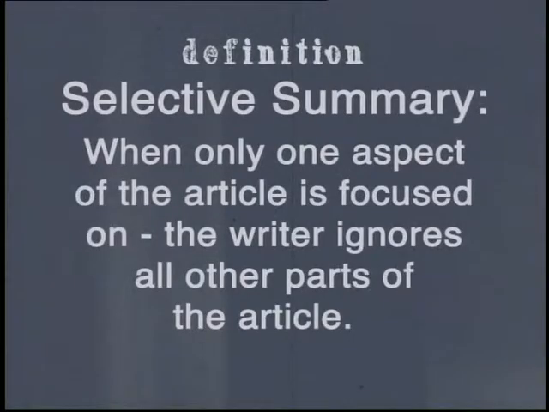This point form summary contains all the key points in the article, but sometimes a summary requires you to focus on a selected part. This is known as a selective summary. A selective summary is when only one aspect of the article is focused on. The writer ignores all other parts of the article. If we had decided to focus on the part about the Education Minister, then we would have left out the details about the school having no science laboratory. This would then be a selective summary. In other words, we would have chosen to include some information only.